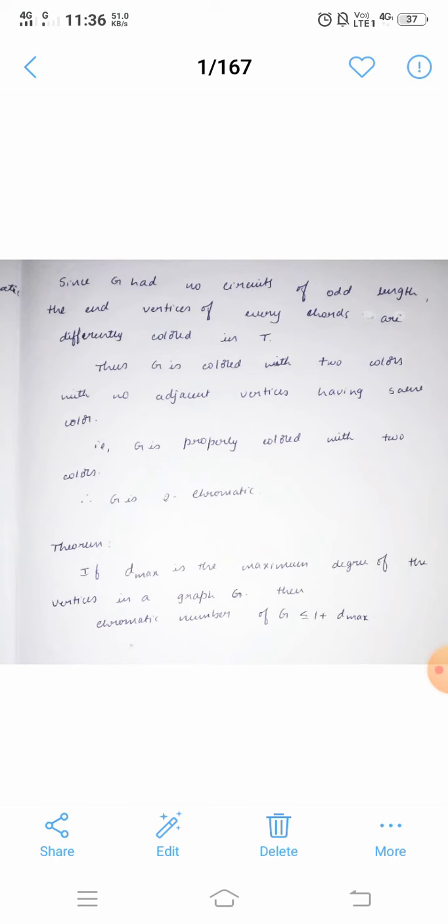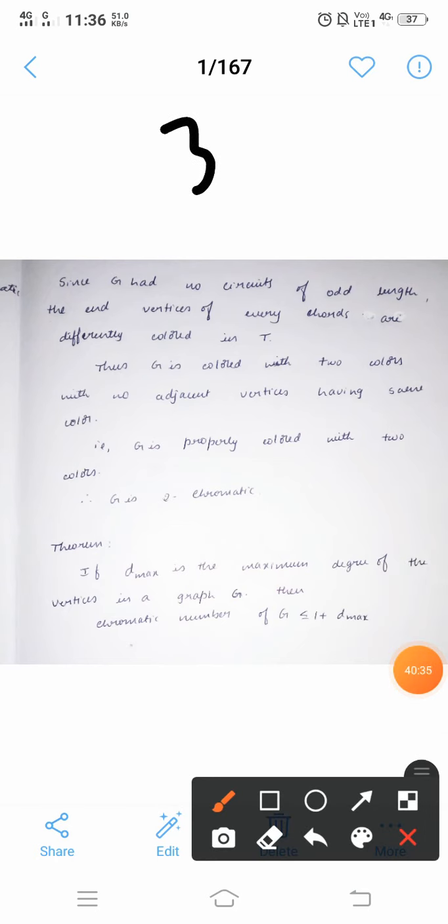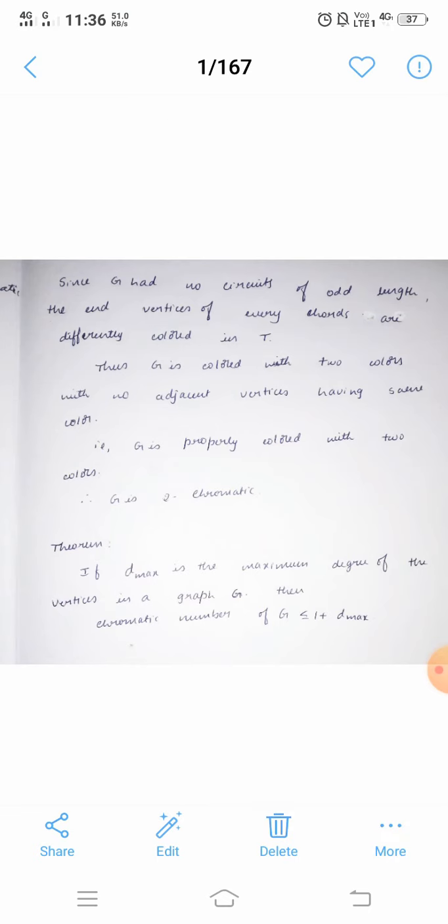If any vertex has the maximum degree, suppose 3 vertices are there and one vertex has the degree 2, that is the maximum, then the chromatic number of that graph is less than or equal to 1 plus 2. 2 is D max. You have to remember this. There is no proof for this theorem. For your syllabus, the proof of this theorem is not included. You just study the statement of this theorem.